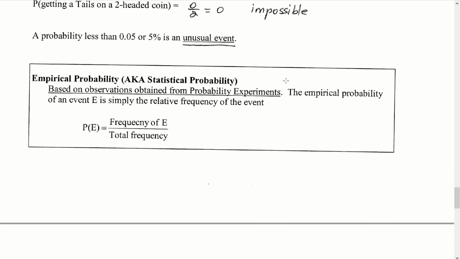For us, we're also going to define the cutoff for unusual events. For us, an unusual event is any event that has a probability less than 0.05, or in other words, any event that occurs less than 5% of the time.